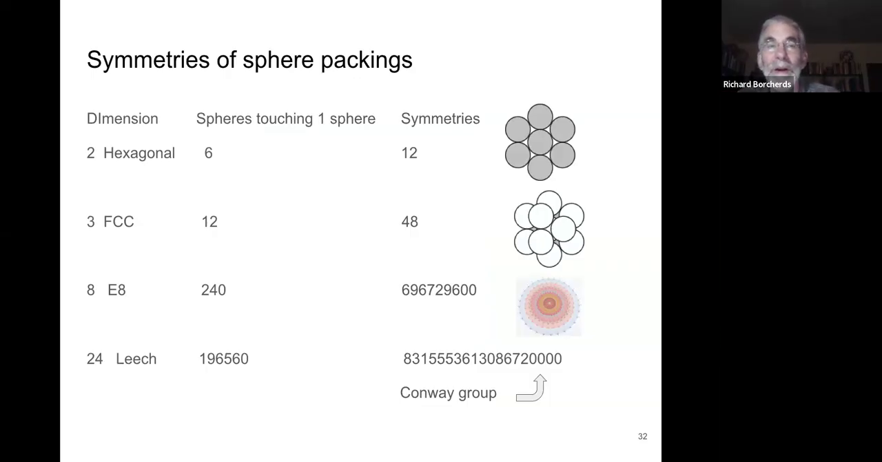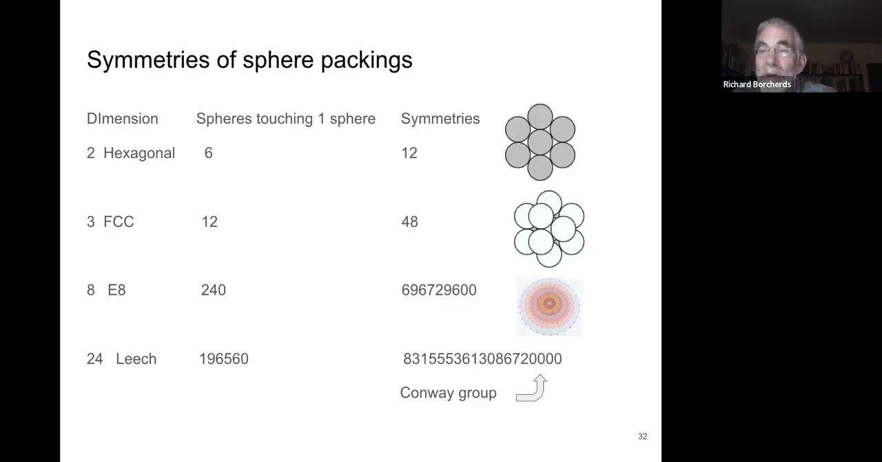So here we have a few symmetry groups in 2 dimensions. We've got a symmetry group which has 12 elements. You can see it on the top right. In 3 dimensions, if you take the sphere packing in 3 dimensions and look at its symmetries, you find there are 48 symmetries fixing a sphere. For the 8-dimensional packing that I mentioned earlier, you find it's got about 700 million.